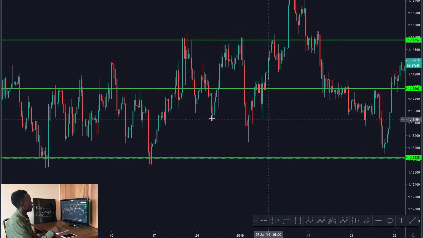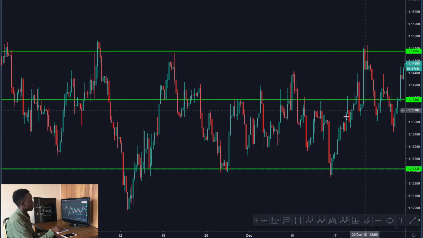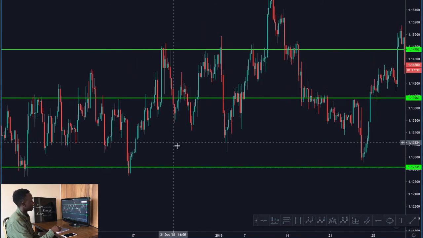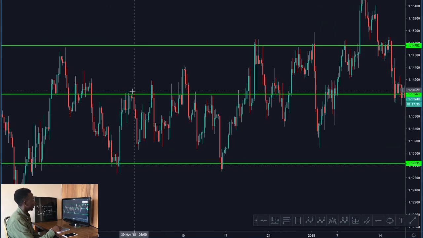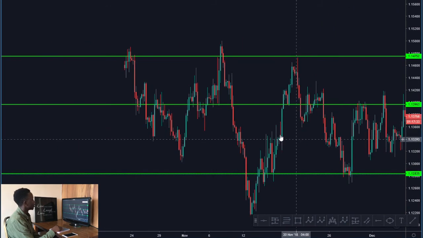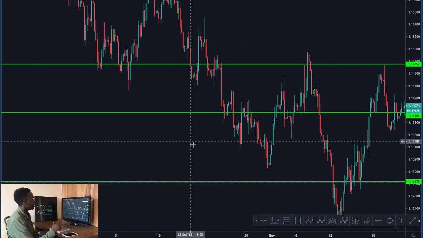So as you mark your levels, make sure to go back in history and look at how the levels are respected. For example, for this level, you can see it was respected one time, and it was respected again this time. So it's a good level which has been respected multiple times, and that makes it more reliable and a better zone for executing your position.